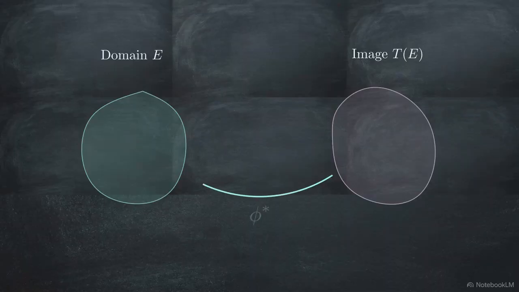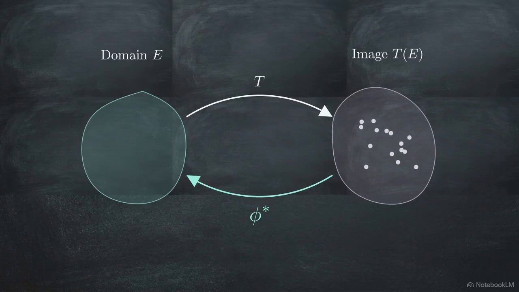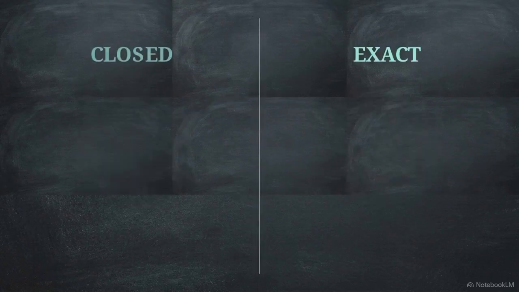To transform these forms between different coordinate systems, we use the pullback, denoted as phi star. While a standard map carries points forward from a domain to an image, the pullback operation takes a differential form defined on the image and pulls it back to the original domain. This allows us to classify forms.